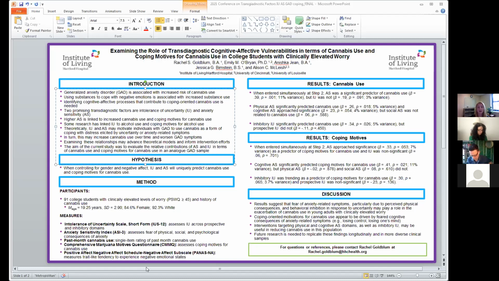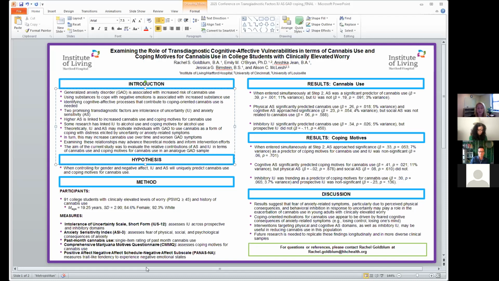In terms of AS subscales, greater physical concerns was significant and accounted for 5% of variance, and cognitive concerns approached significance and accounted for 4% of unique variance. For IU subscales, we see that only the inhibitory subscale was associated with greater cannabis use and accounted for 5% of unique variance. So now we'll examine the coping motives outcome.